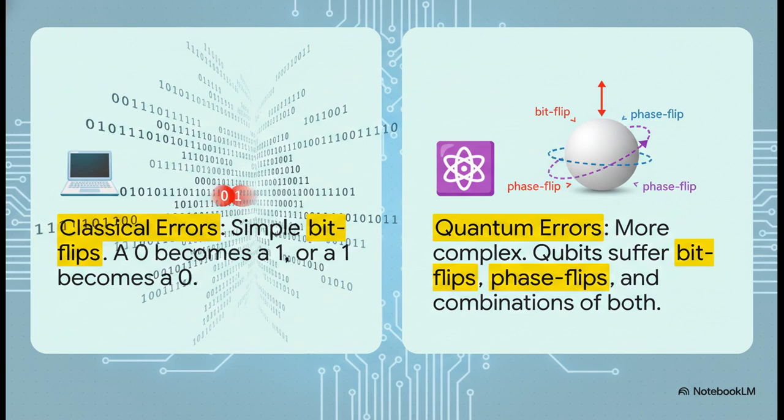Imagine the qubit is like a tiny spinning compass. A bit flip is like knocking it from pointing north to pointing south. A phase flip is more like reversing the direction it's spinning. And, this is the really crucial part, it can get hit with both errors at the exact same time, which makes fixing the problem way, way harder.